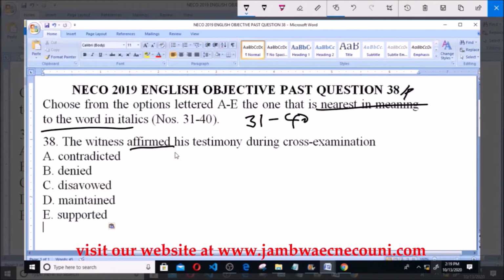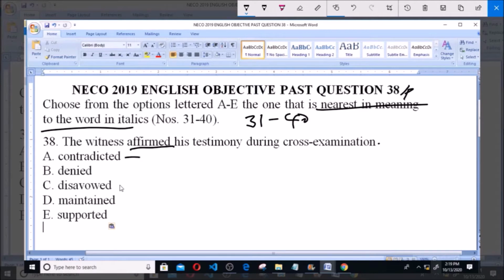Affirmed is italicized in this sentence, and the sentence says the witness affirmed his testimony during cross-examination. Option A, contradicted. B, denied. C, disavowed. D, maintained. E, supported.